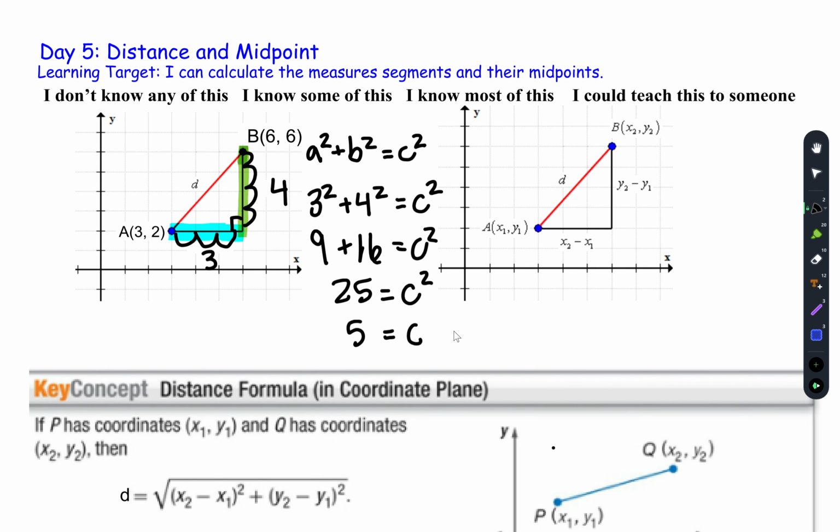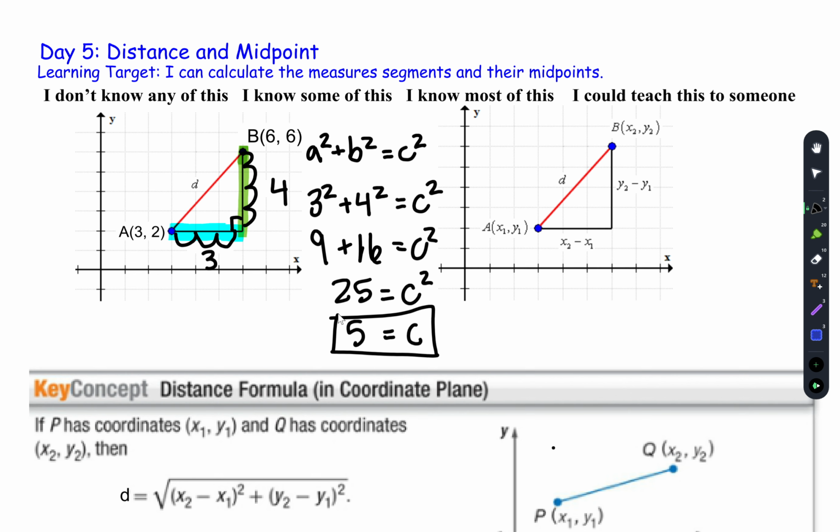And we know, hopefully from algebra, that anytime you square root both sides, you have to think plus or minus. But we don't need the negative version here, because we're talking about geometry, and we know that the length of that hypotenuse is not going to be a negative number. So that distance would be 5, right?